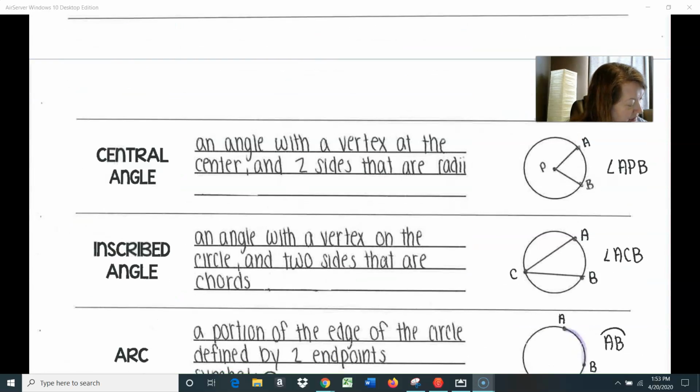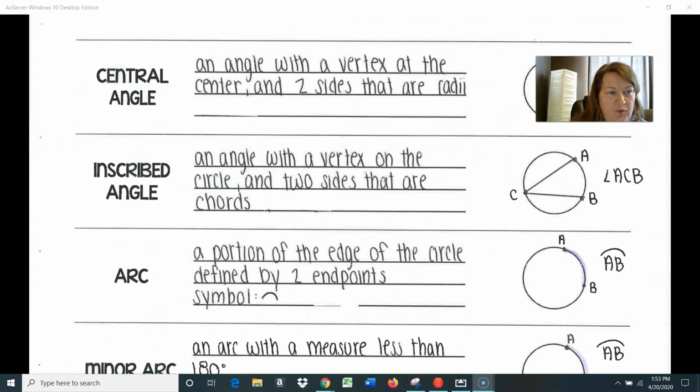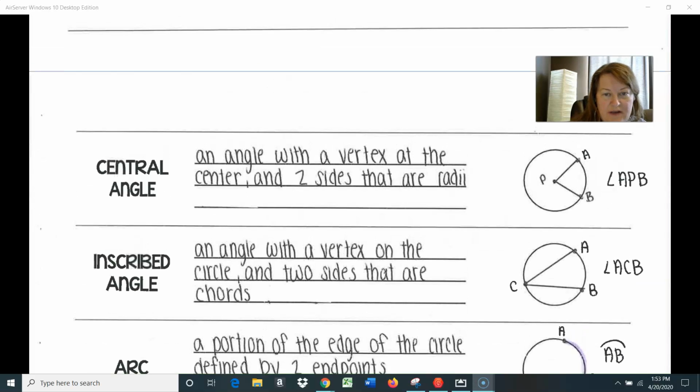All right, on to our second page. Now these are going to have to do with angles or degree measurements. Okay, so the first one is our central angle.